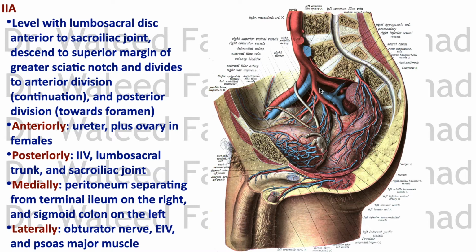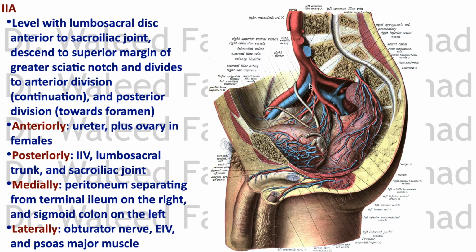Anteriorly, it has the ureter, and it's a boundary of the ovarian fossa. Remember, it was a posterior boundary to the ovary, so it has the ovary and the ureter in front of it. Posteriorly, it has the lumbosacral trunk and the sacroiliac joint with the internal iliac vein, as you can see here. Medially, it's the peritoneum separating it from the terminal ileum on the right and the sigmoid colon on the left. Laterally, it has the obturator nerve, the psoas major muscle, and the external iliac vein, as you can see here.